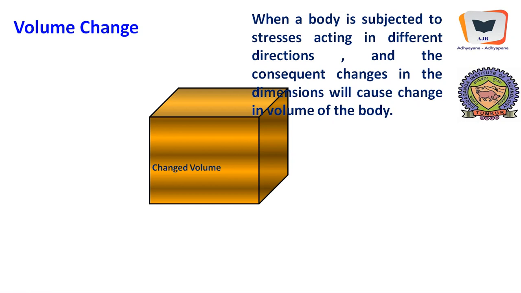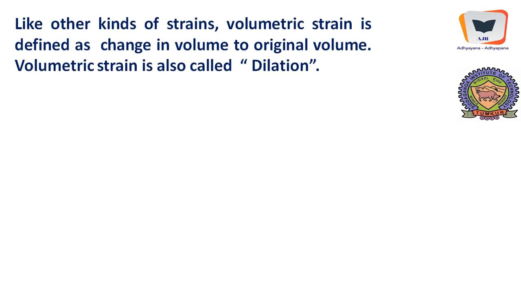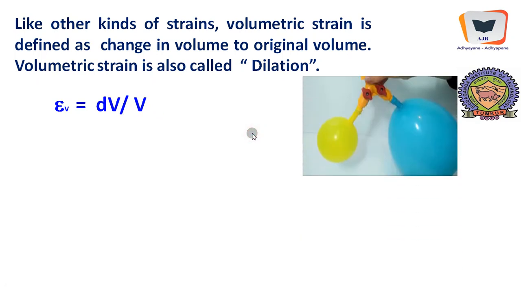Like other kinds of strains, volumetric strain may be defined as change in volume to the original volume. Volumetric strain is also called dilation by some of the authors. So going by this definition, volumetric strain is change in volume divided by original volume, and it will happen something like this. This was the original volume, and when the pressure is applied in the form of air, this will have increased volume. This is what happens even in any material.